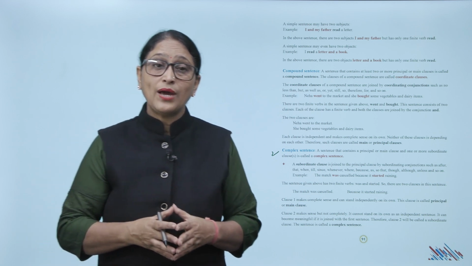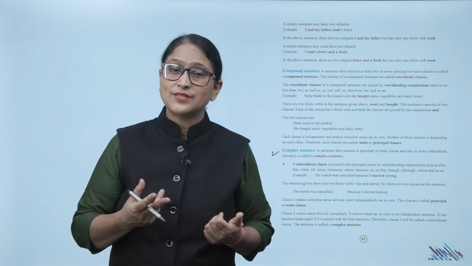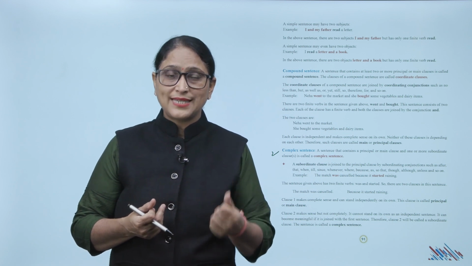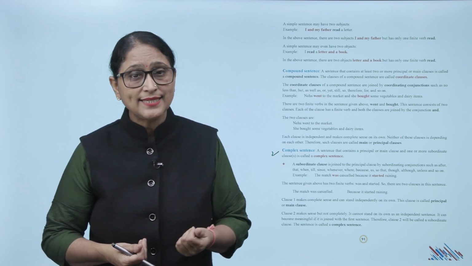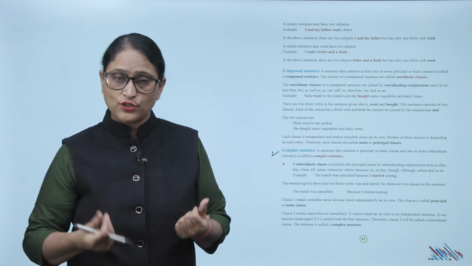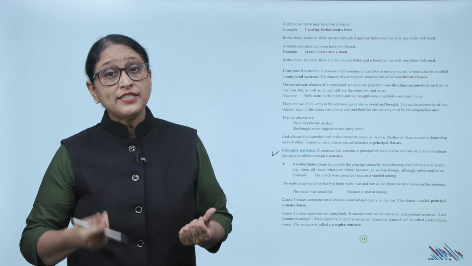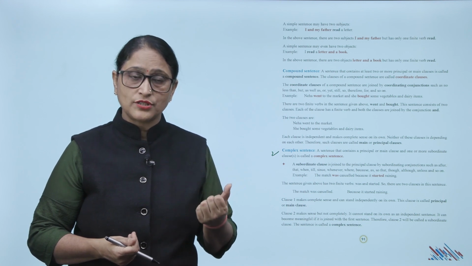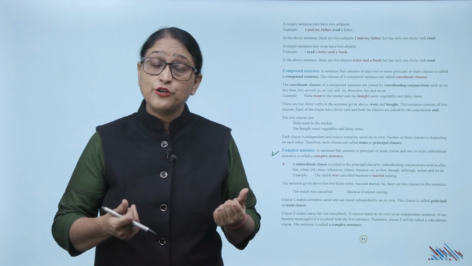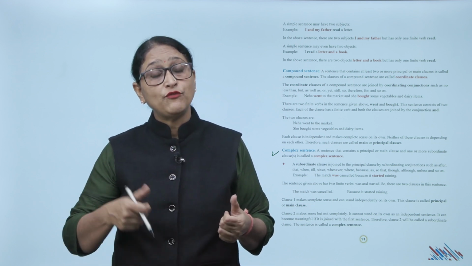The sentence given above has two finite verbs, was and started. So there are two clauses in this sentence. The match was cancelled because it started raining. Clause 1 makes complete sense and can stand independently on its own. जो clause 1 है वो complete है अपने आप में और उसकी meaning बिल्कुल clear है. This clause is called principal और main clause. तो इसको हम क्या कहेंगे? Principal और main clause. Clause 2 makes sense but not completely. It cannot stand on its own as an independent sentence. It can become meaningful if it is joined with the first sentence.